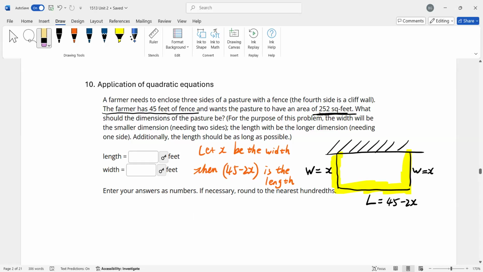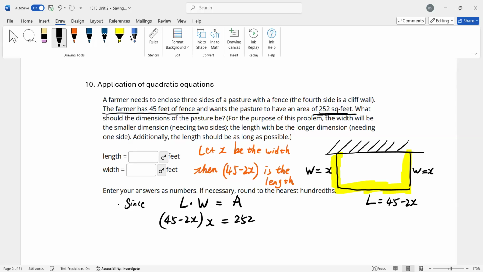The information is the area of the pasture. The area of the pasture is 252 square feet. What's the formula for calculating the area of a rectangle? Length times width equals the area, right? Okay, length times width. Since length times width is the area of the pasture, length is 45 minus 2x. Width is x. Area is given, 252.